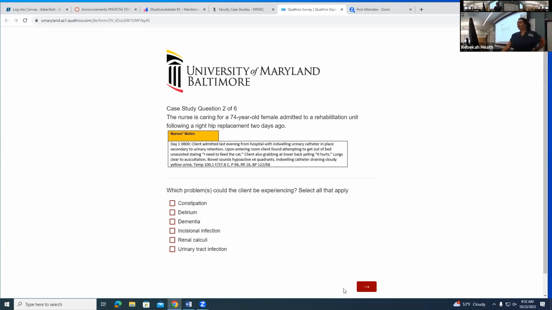All right, this says, which problem or problems could the client be experiencing? Select all that apply. So now, if we want to, we can go back and reread the nursing notes, or we can just choose. Anybody have an idea of what problems? You answer a lot. Let's go back here. I absolutely think a urinary tract infection is possible. Anything else going on? Delirium. Oh, here it is. I hear dementia and delirium a lot. Delirium.